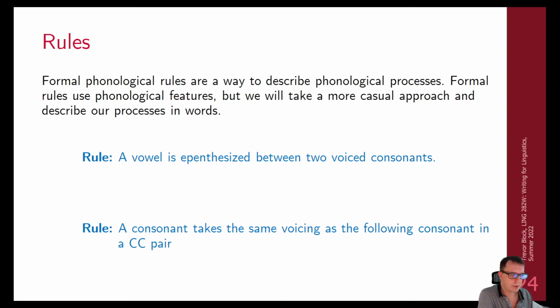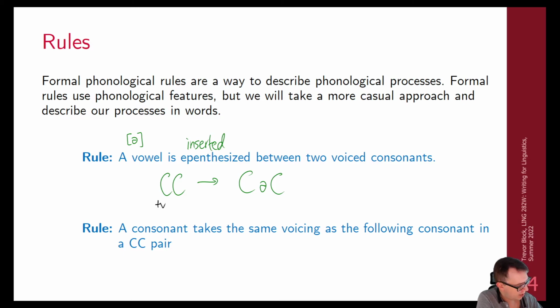Now we can think about rules. Before we just described environments, now we can think about actual rules. We're not going to use features, we're just going to use some simple diagrams and some words. Here's a rule: a vowel is epenthesized, also meaning inserted, between two voiced consonants. For the sake of the example, I'm going to use the schwa. I might write this as CC becomes CəC, just so I have a picture, and I might put plus voice below each C, just so I know the conditions that we're working with. That would be a rule.